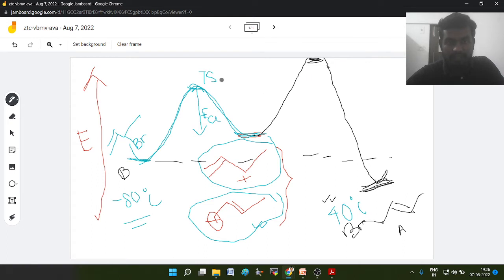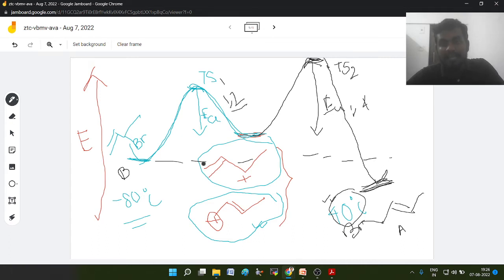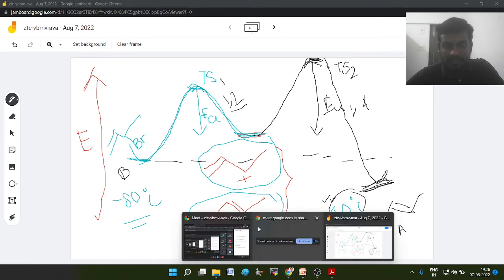Let me give a name TS1, and this is TS2. When it has high energy at 40 degrees Celsius, it can overcome this activation energy, which is a little higher. This corresponds to 1,4 addition, and this corresponds to 1,2 addition, right?